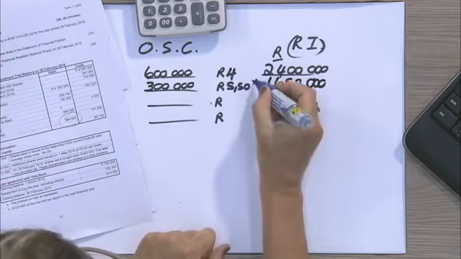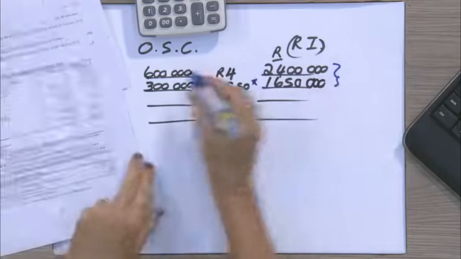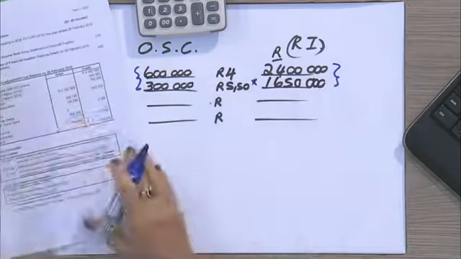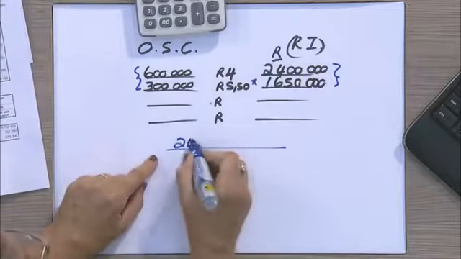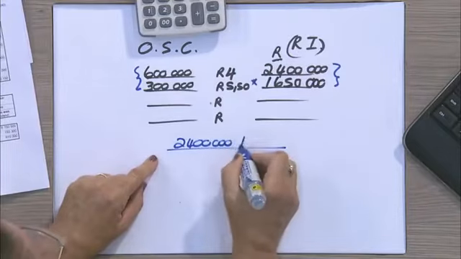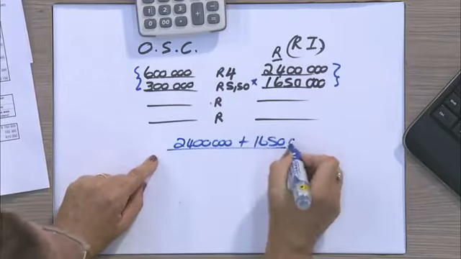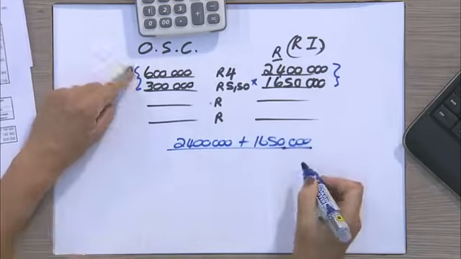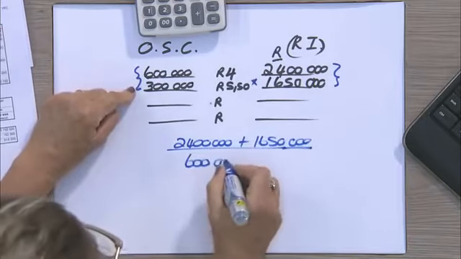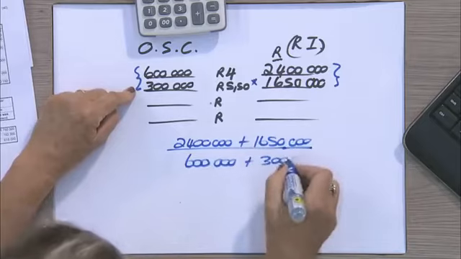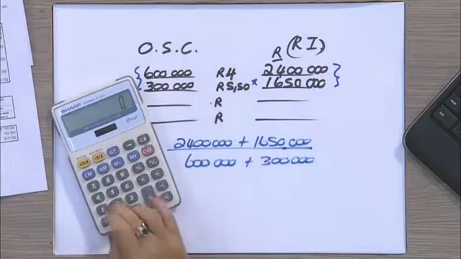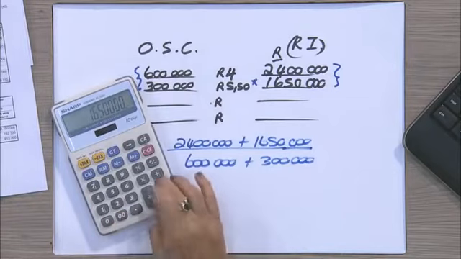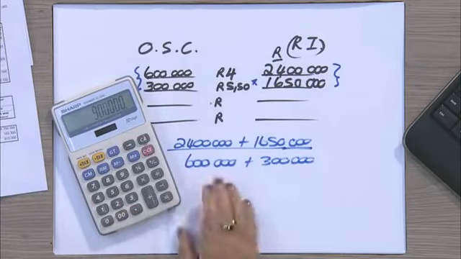What happens next? Because of this, we get a new average issue price. It's no longer 4 rand. So we do this. Add these two, 2.4 million rand plus 1,650,000, divided by the number of shares. You can clearly see it's now 900,000. Let's do that calculation. 2.4 million plus 1,650,000 equals, divide by 900,000.